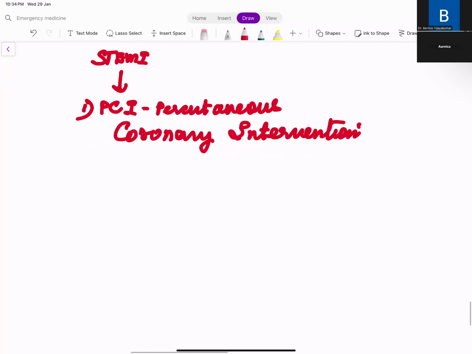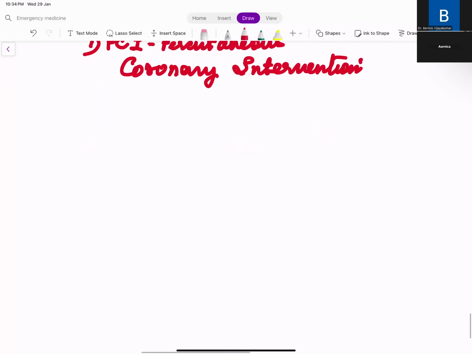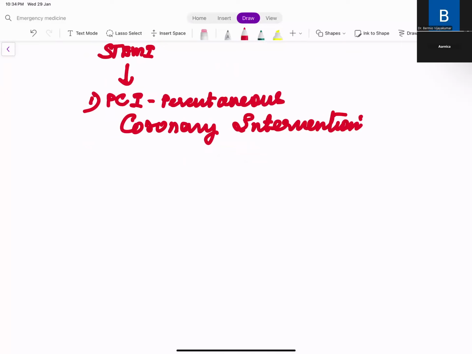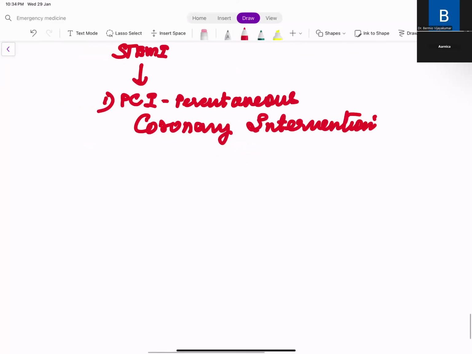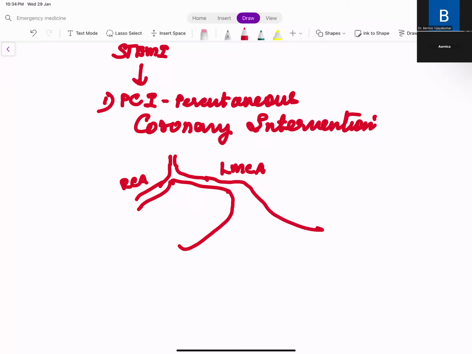We'll spend more time on cardiac because that is more important. So once we finish the ECG and the basics, we'll finish the other three causes together. So percutaneous coronary intervention is, as you know, the blood supply to the heart is mainly by three vessels. The main coronary artery divides into the right coronary artery and the left main coronary artery, LMCA. Left main coronary artery divides into two. One is the left anterior descending, called LAD, and the left circumflex artery, LCX.